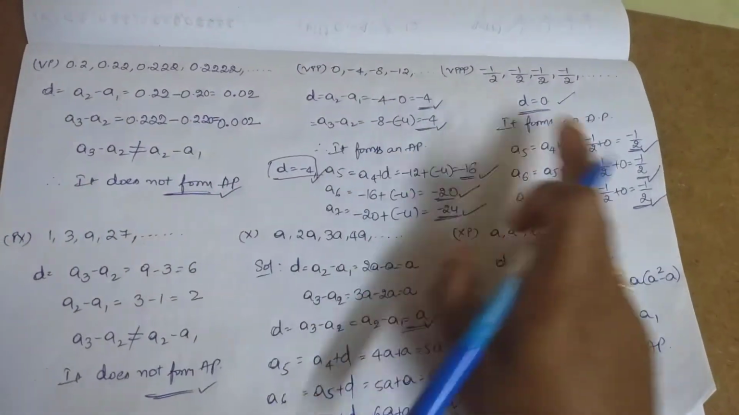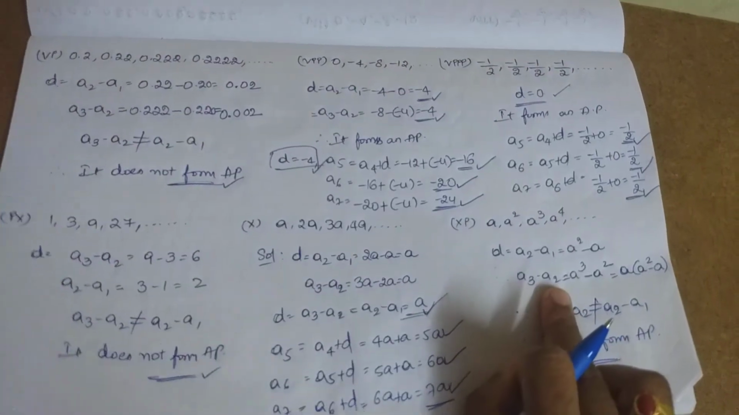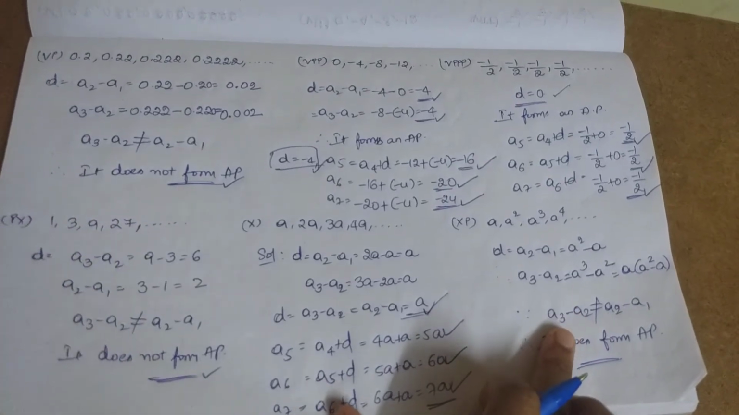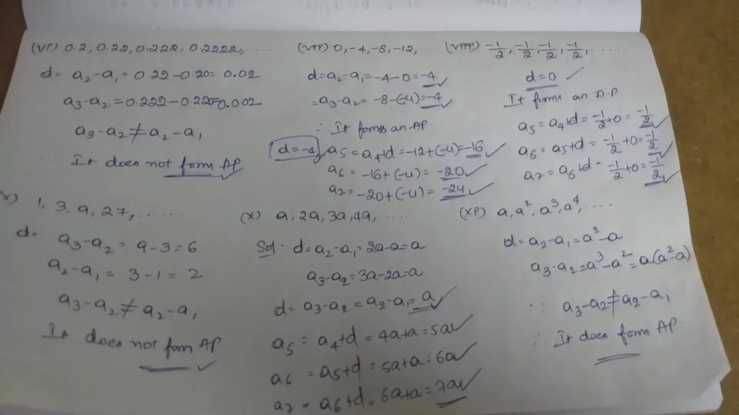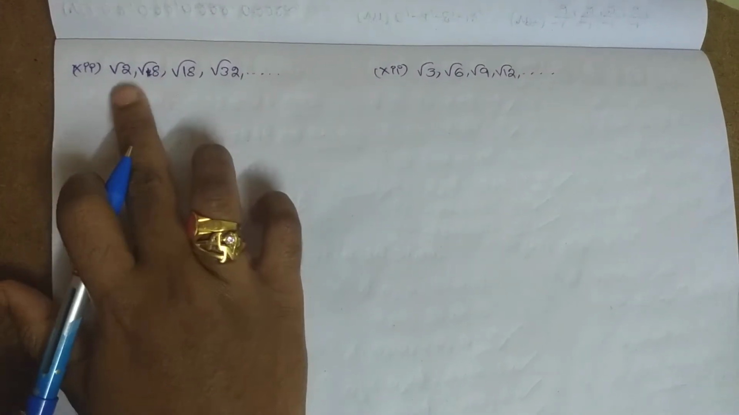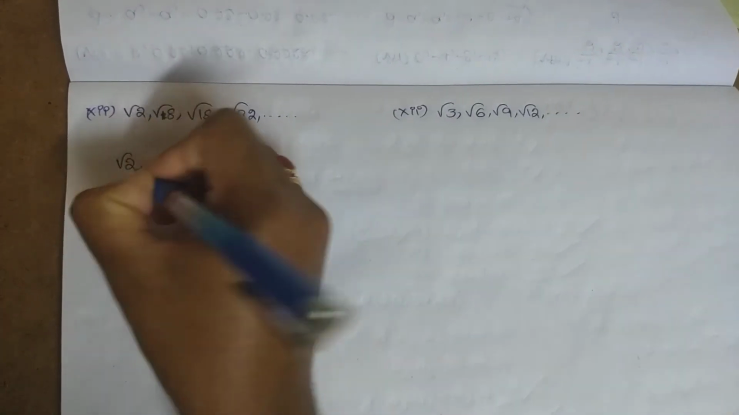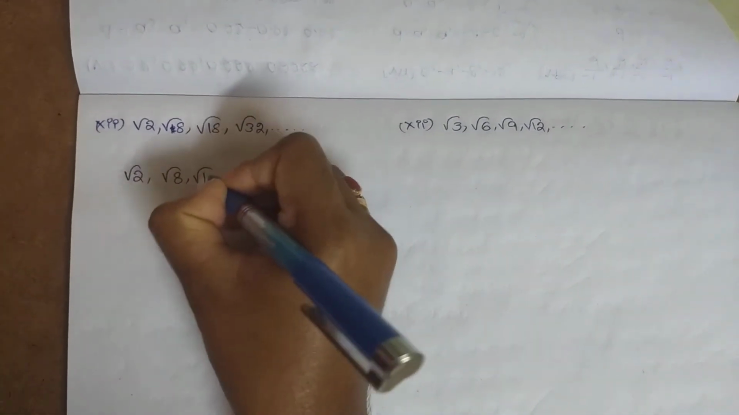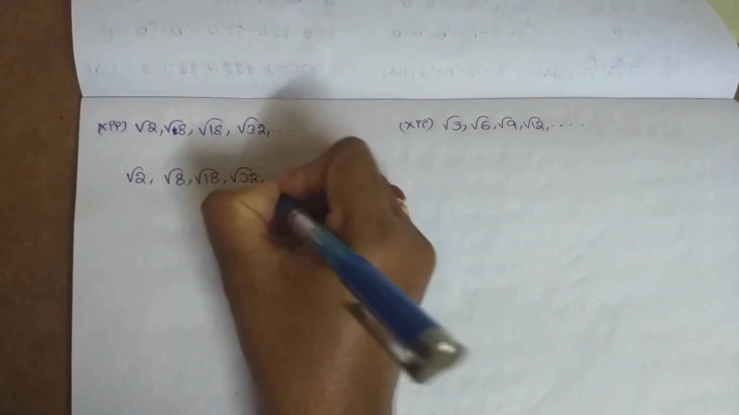So 6, 7, 8, 9, 10, 11. In the same way, let's solve the next 2 sub questions, 12 and 13. So 12 and 13. What is sub question 12? They have given root 2. Let's write the given list of numbers: root 2, root 8, root 18, root 32 and so on.